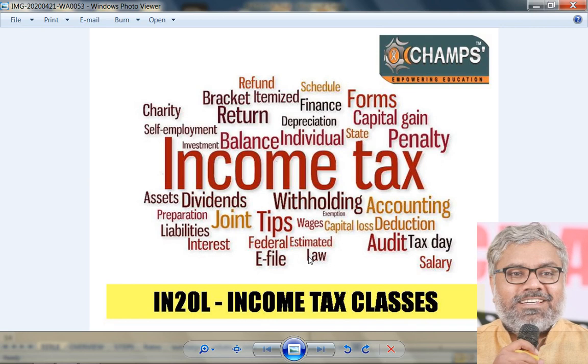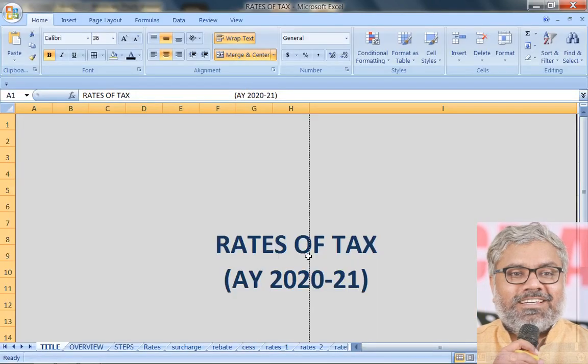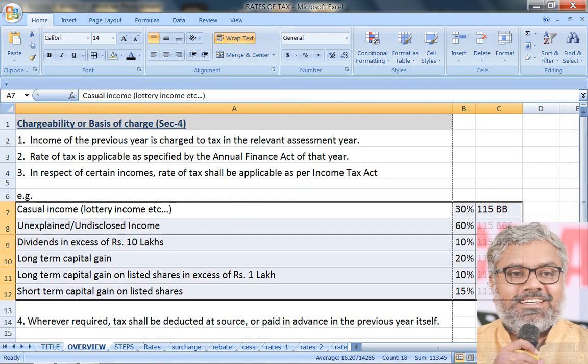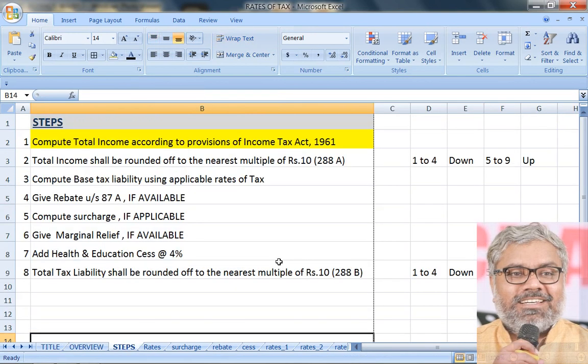In the earlier classes, we discussed the rates of tax for assessment year 2020-21 in accordance with Finance Act 2019. We understood some of the special rates of tax which are mentioned in the Income Tax Act also, though we don't use them right now.